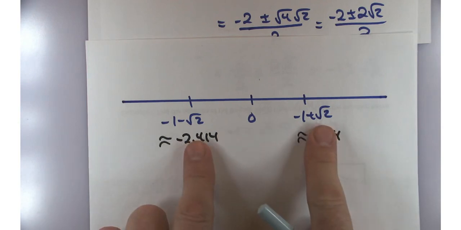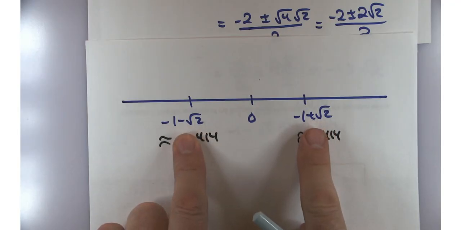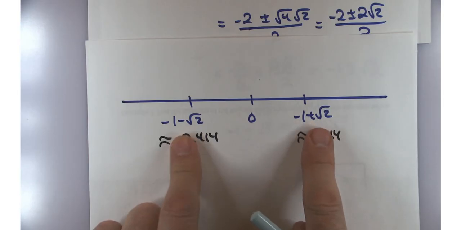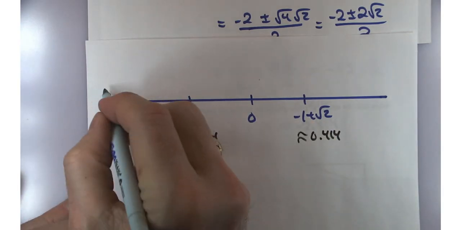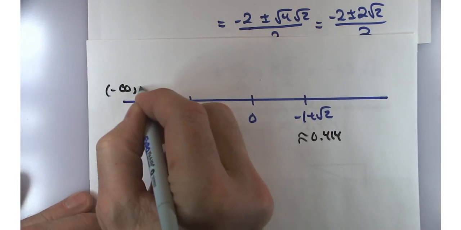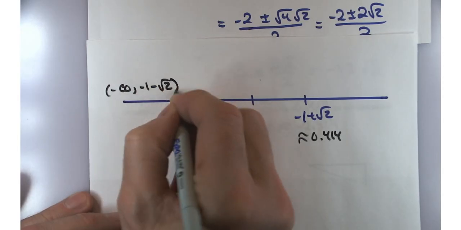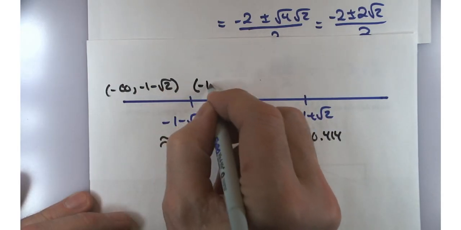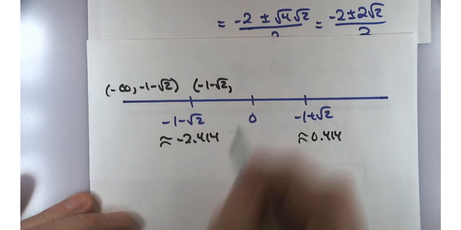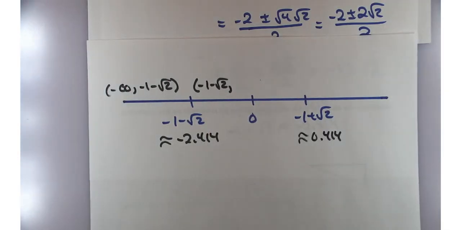Am I going to be including the negative 1 minus the square root of 2 and negative 1 plus the square root of 2 in my final answer? No, because that's where the denominator is 0. So this is going to be negative infinity, negative 1 minus the square root of 2, parenthesis, negative 1 minus the square root of 2, with a parenthesis again. How about the 0?